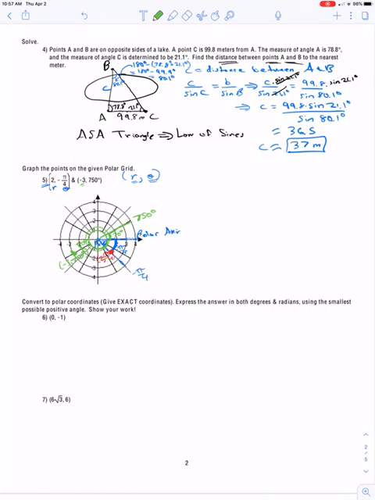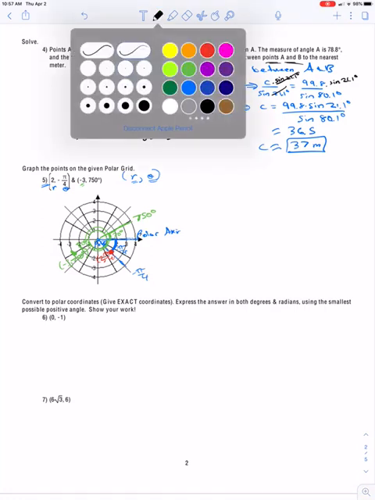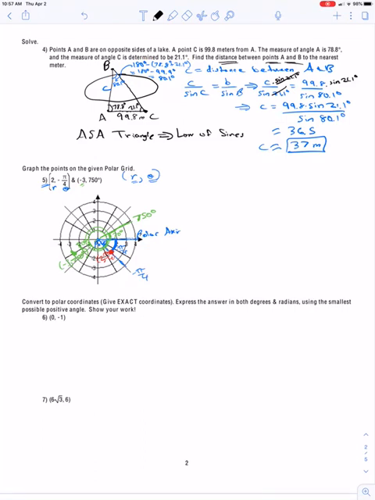Now let's do some conversions. Moving on, looking at problem number 6, convert to polar coordinates. Give the exact coordinate, express the answer in both degrees and radians. Use the smallest possible positive angle and show your work. Looking at this first one, example number 6, they give us the ordered pair (0, negative 1). Let's plot that point. It won't take us long to convert this one.